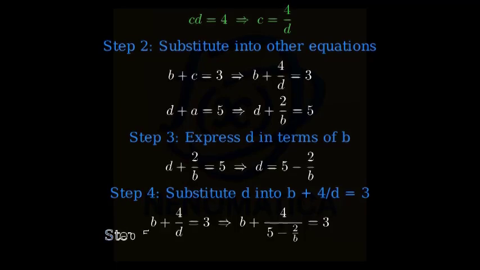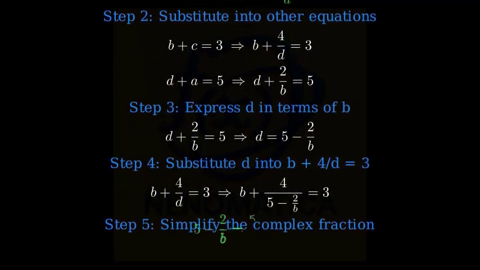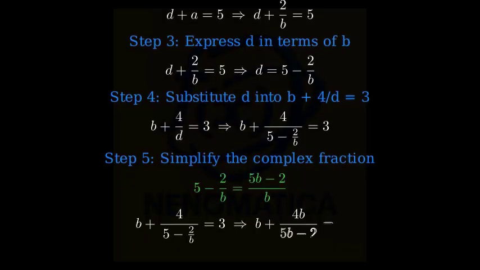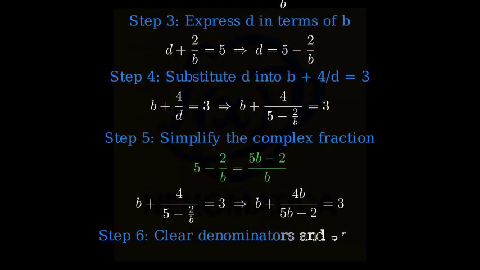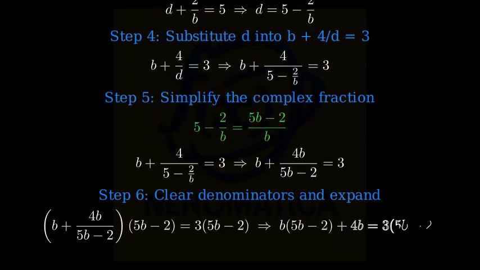Step 5. Simplify the denominator. 5 minus 2 over b equals (5b minus 2) all over b. So 4 divided by that becomes 4b over (5b minus 2). Step 6. Multiply both sides by 5b minus 2 to clear the denominator.